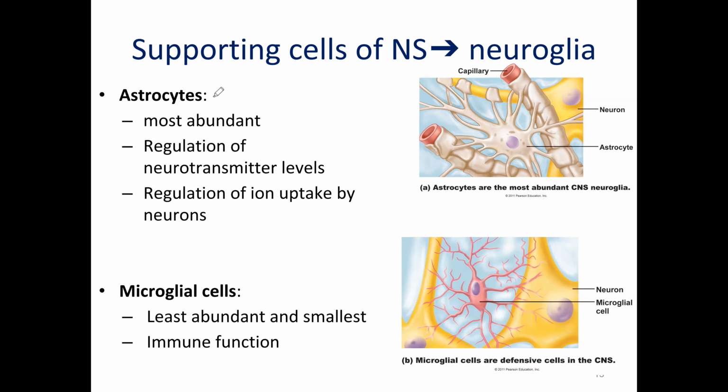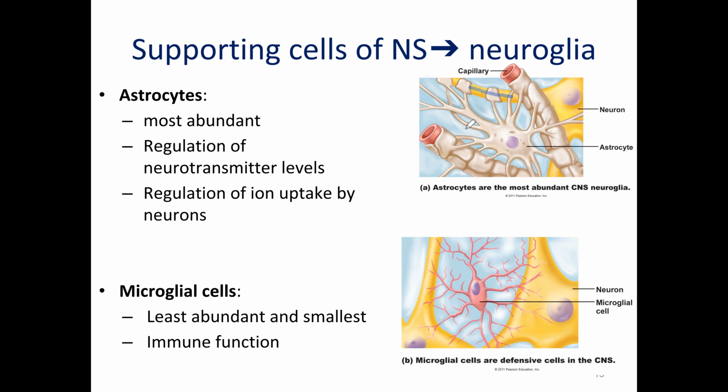In the central nervous system and in the peripheral nervous system, we have different supporting cells. So we have neurons in central and peripheral systems, but the supporting cells in central and peripheral are different. So these are astrocytes, here's a picture. This is the most abundant cell of the central nervous system. Its function is regulation of neurotransmitter level and regulation of ion intake by neurons. So what astrocytes do, they support the neurons.